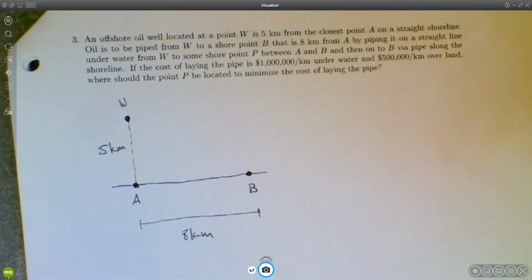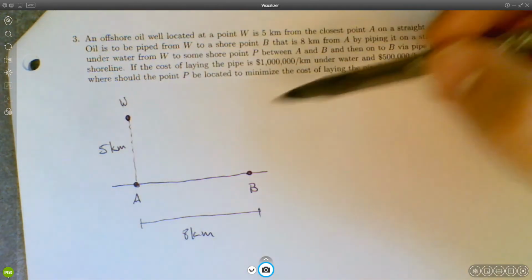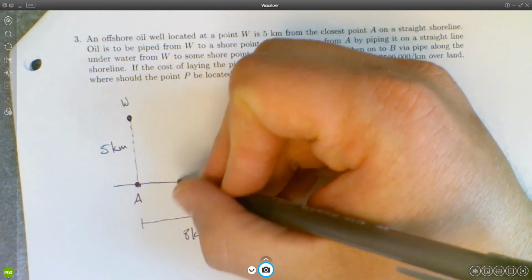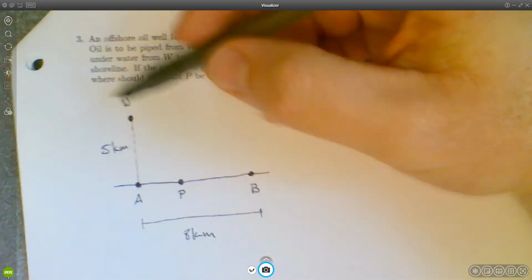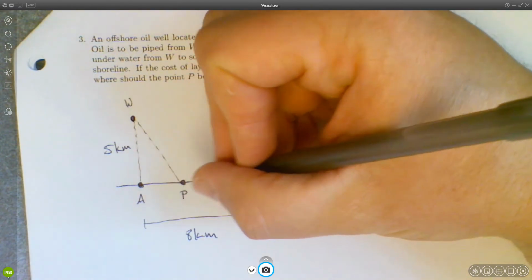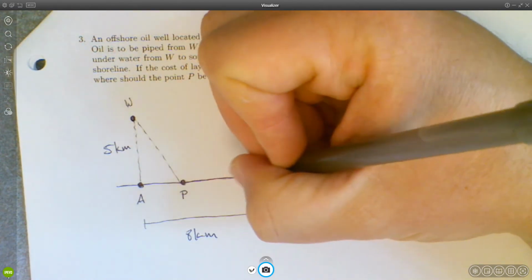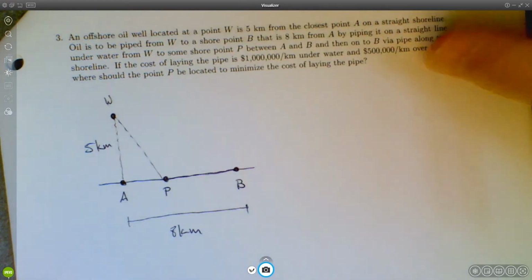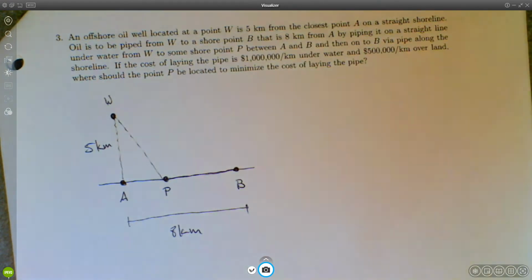Okay, so we've got, okay, this is a good problem. Hey, I like this. All right, so it's going to be piped to some point between A and B. Call the thing P. So there's going to be some piping that goes from W to P, and then some more piping that goes from P to B. Okay, got it. I think I've got my brain around this problem now. So now the question is, where should P be in order to minimize the cost of laying the pipe?